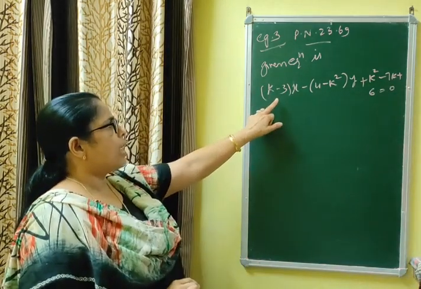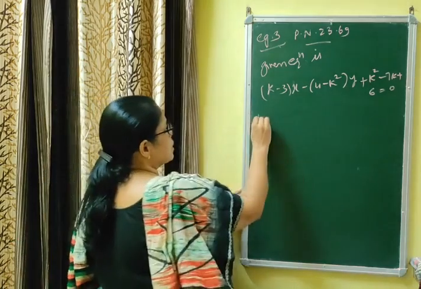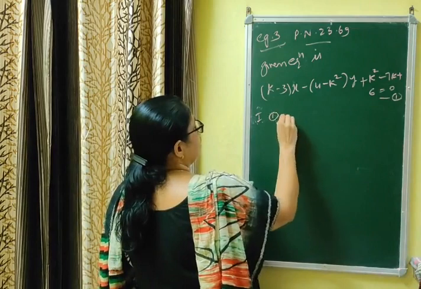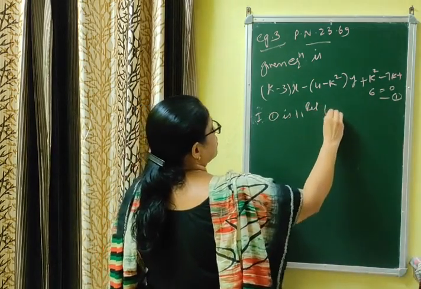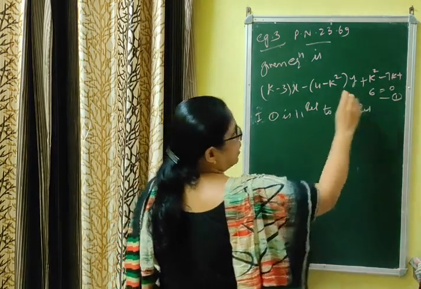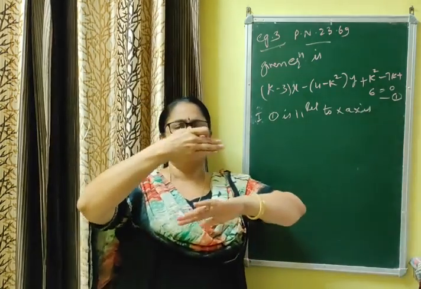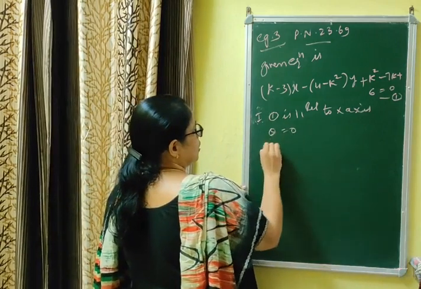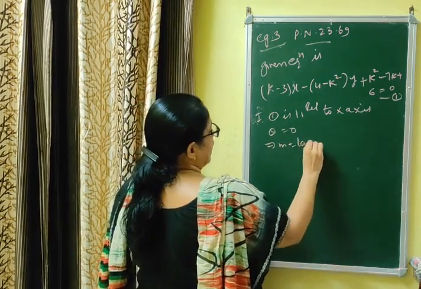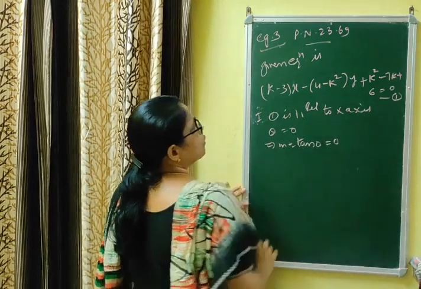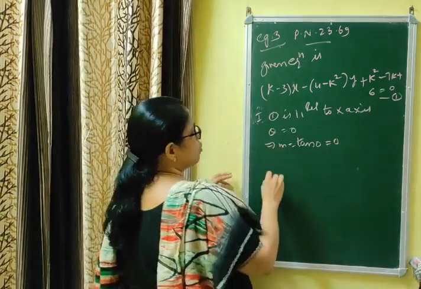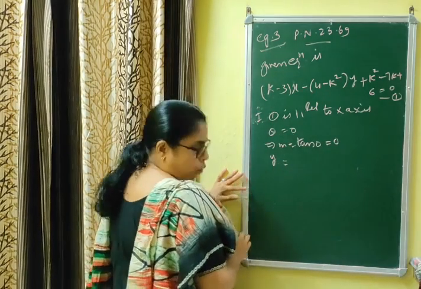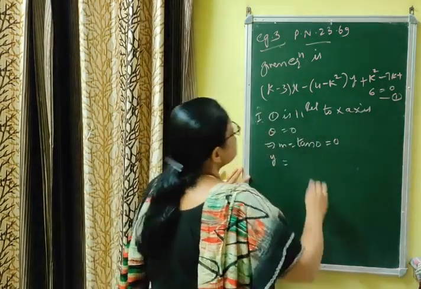You have to find the value of k. First part is line 1 is parallel to x-axis. If a line is parallel to x-axis, the angle between both the lines will be 0, so theta equal to 0. That implies m equal to tan 0 equal to 0. That means the slope of this line is 0. How can we find the slope of this line? If you write this in the slope-intercept form, you can write it in that form.